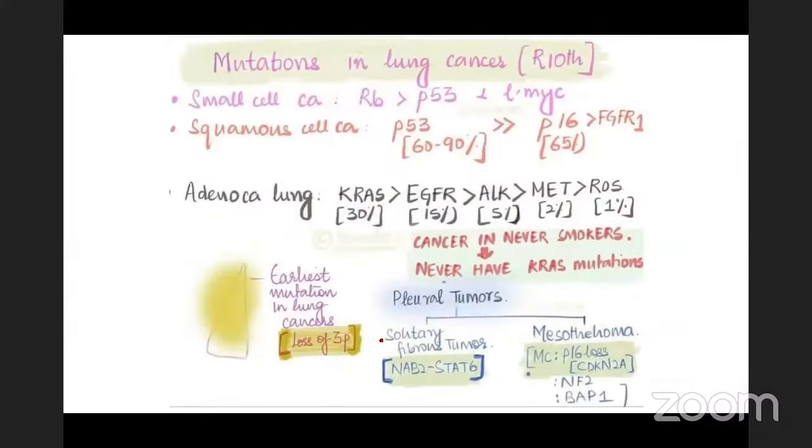So apart from that, mutation in the lung cancer is a very important question. Remember, small cell carcinomas have RB mutations most commonly. Squamous cell carcinoma, P53 is most common, followed by P16. Adenocarcinoma of lung, KRAS mutation is most common. Remember, KRAS and EGFR are mutually exclusive mutations.